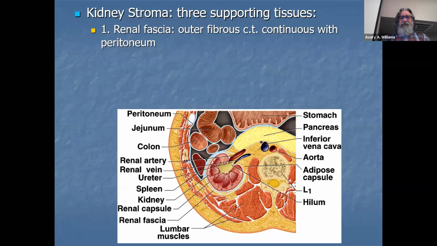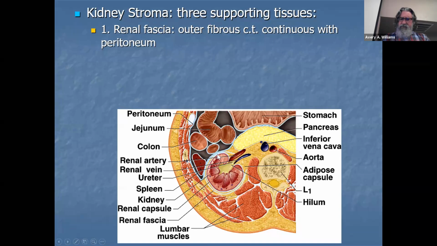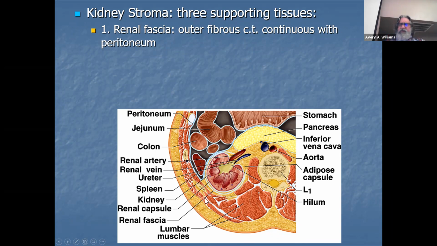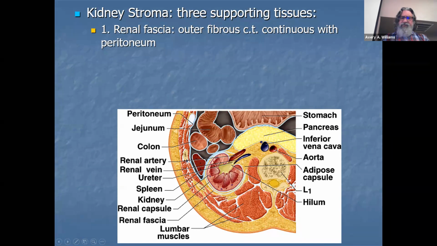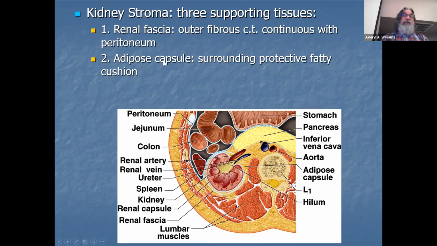First, the renal fascia, which is the outer fibrous connective tissue, which is continuous with the peritoneum. Where do they label it? Maybe I should put my glasses back on. But here's your peritoneum, this outer membrane. Yeah, right here, renal fascia, right here. Outer line right there. It kind of encapsulates the kidney. And then deep to that is an adipose capsule.